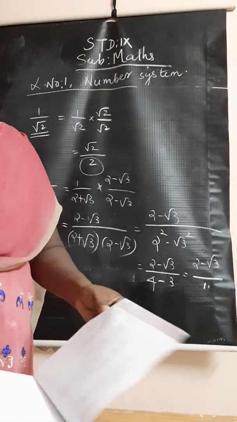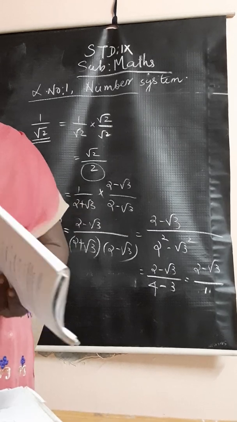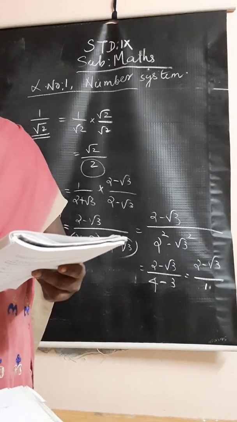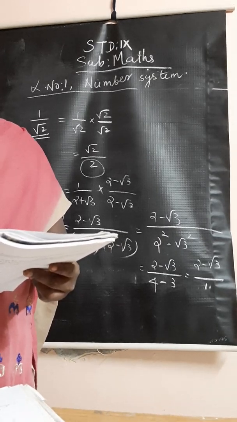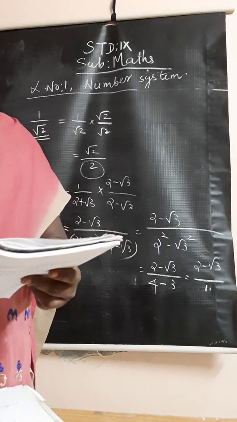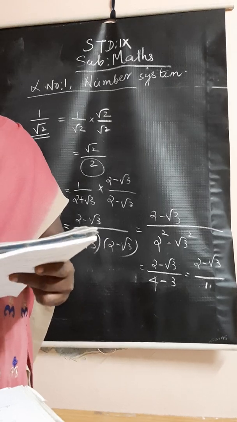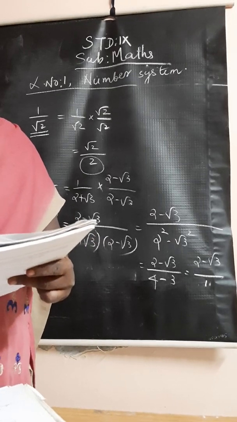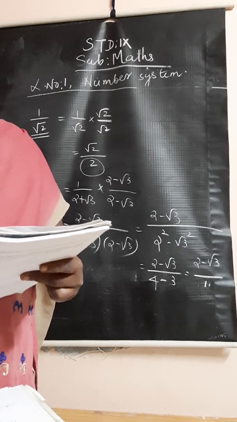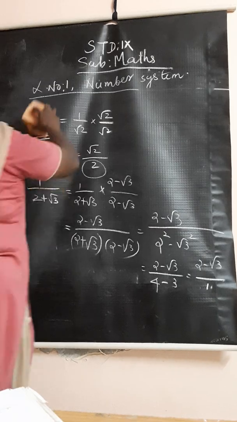So we will start with an exercise. Take Exercise 1.5 in the textbook, page number 24. First question: classify the following numbers as rational or irrational. First, 2 minus root 5. Is it rational or irrational? Irrational.